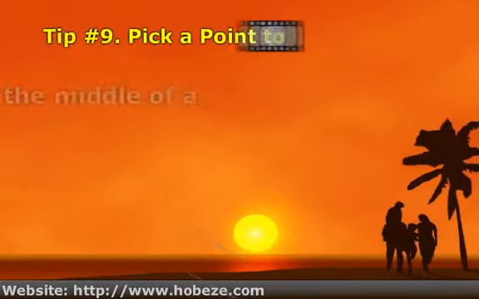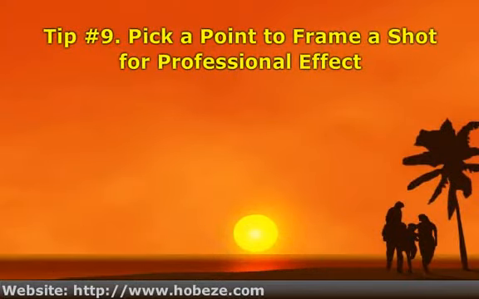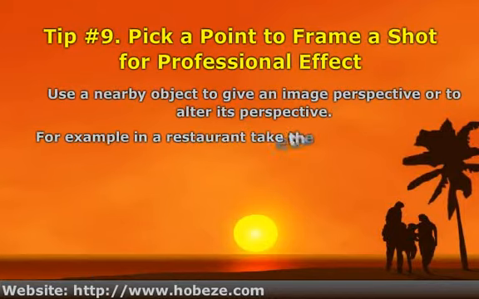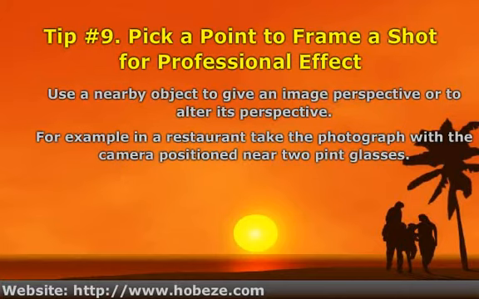Tip number 9. Pick a point to frame a shot for professional effect. A very effective way to create an instantly professional image is to use a nearby object to give an image perspective or to alter its perspective.